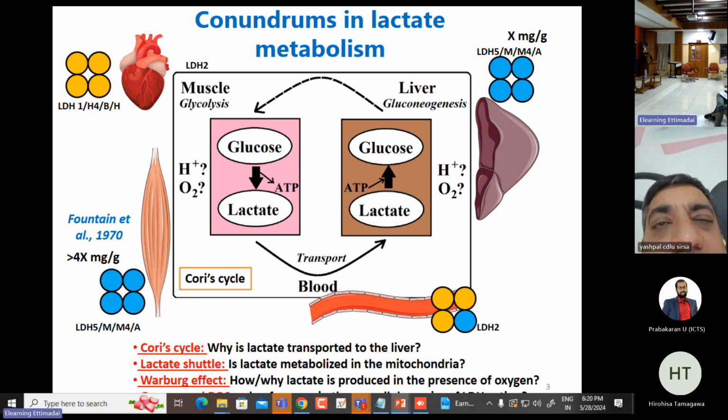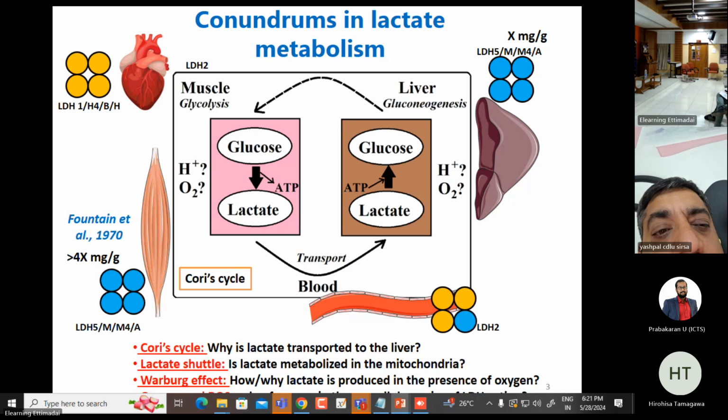But then according to Cori's cycle, there is glucose, which leads to formation of lactate in the muscle. Then a minuscule amount of that lactate can go into the mitochondria, but that is not very feasible, maybe. Most of it will be transported into the blood, where the predominant form is LDH2. Then it goes into the liver. Lactate is reconverted, and through gluconeogenesis, glucose is formed, and again glucose comes into the blood. This is basically what the Cori cycle is.